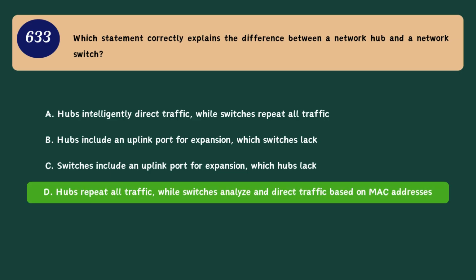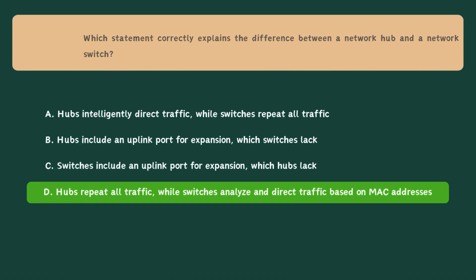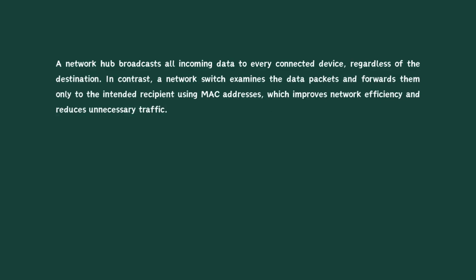Correct answer. D. Hubs repeat all traffic, while switches analyze and direct traffic based on MAC addresses. A network hub broadcasts all incoming data to every connected device, regardless of the destination. In contrast, a network switch examines the data packets and forwards them only to the intended recipient using MAC addresses, which improves network efficiency and reduces unnecessary traffic.